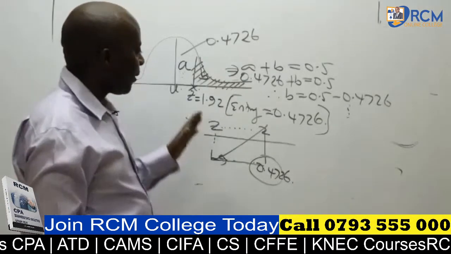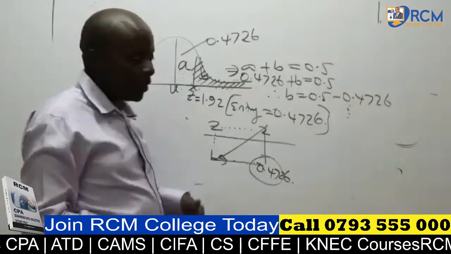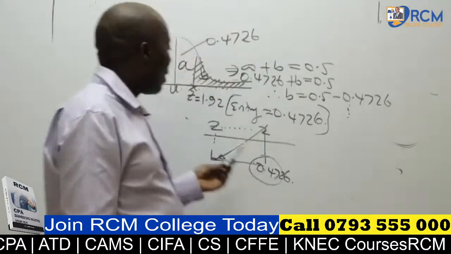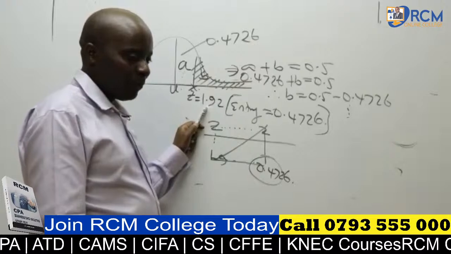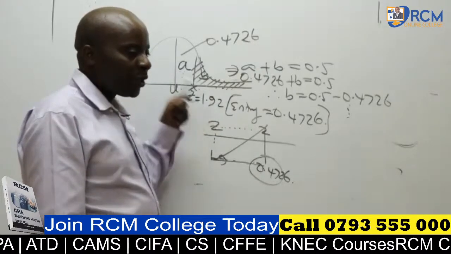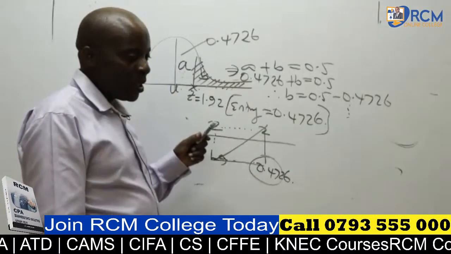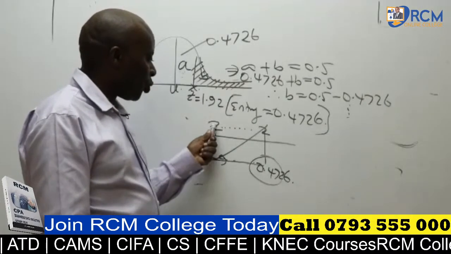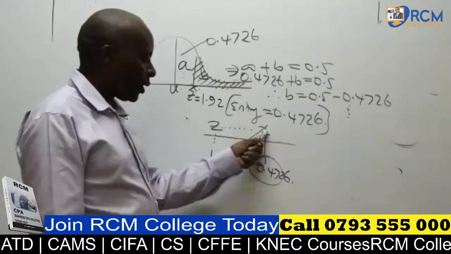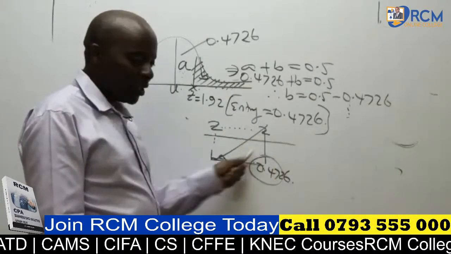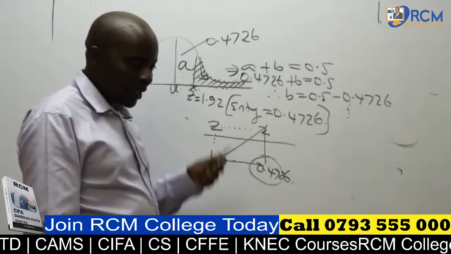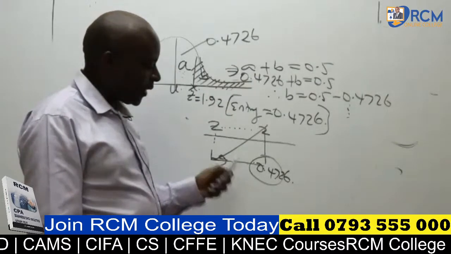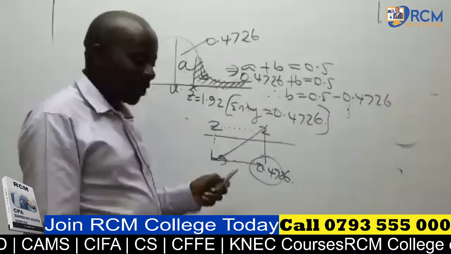Let us go ahead and look at a different example, just hypothetically, where Z is 1.92. This question is not related to the one we were doing earlier. I just picked it and said, how about when our Z is 1.92? So go to where Z is 1.92, and you will be able to read 0.4726.